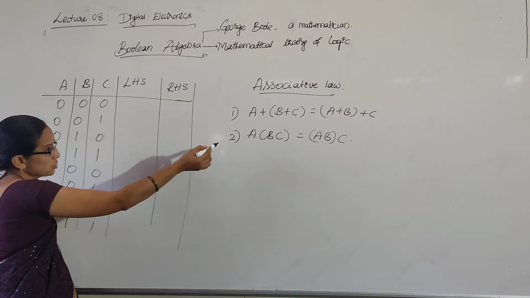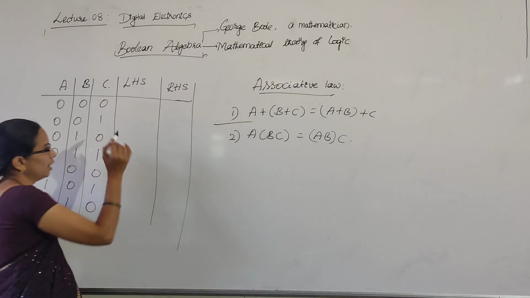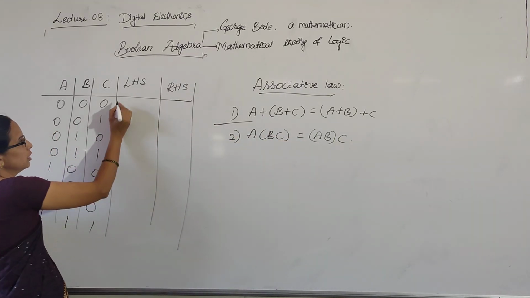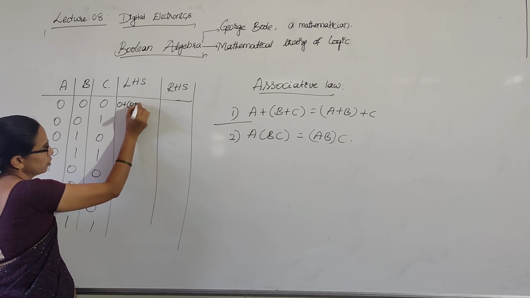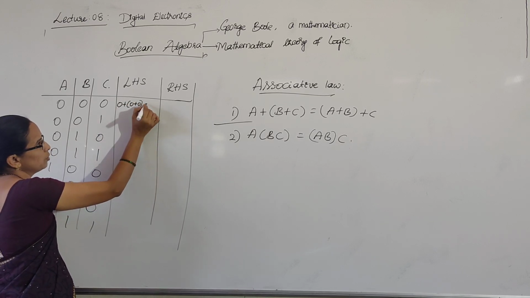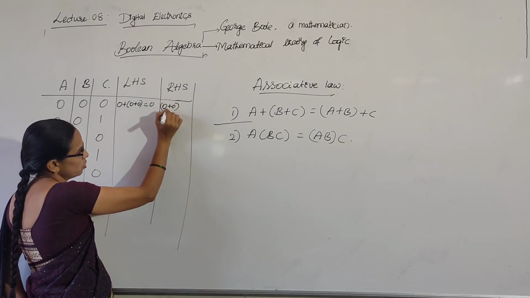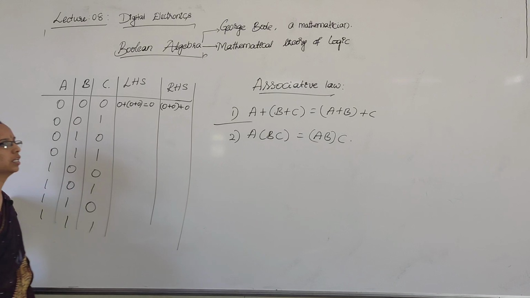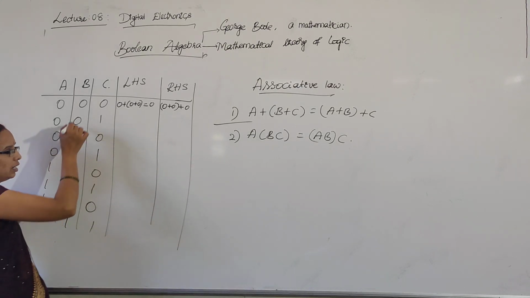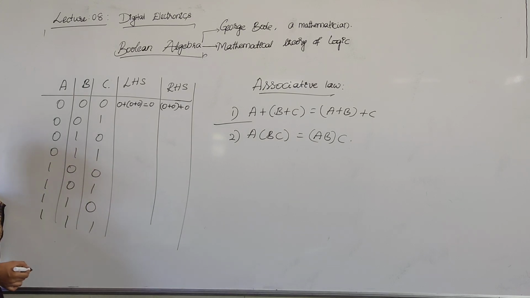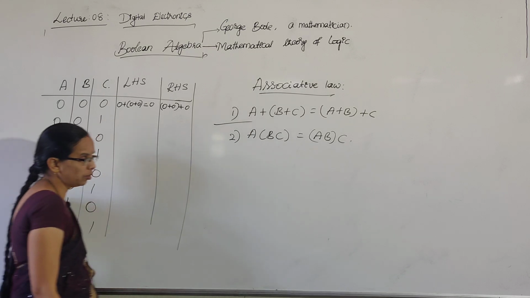So LHS is what? In the first case, A plus B plus C, and A or B or C. Here 1, I will do 0 or 0, that will be 0 only. Here also in RHS 0 or 0 or 0, that will also be 0 only. Okay, you can apply any of these combinations to these equations, that will be proof.